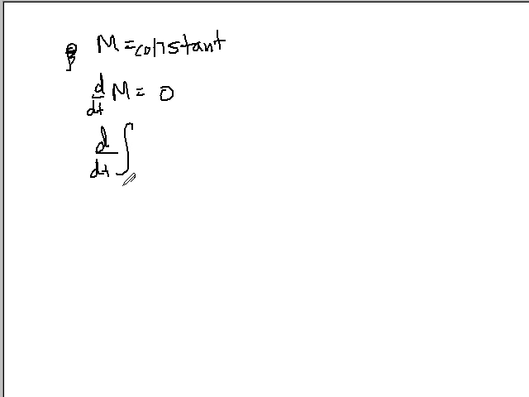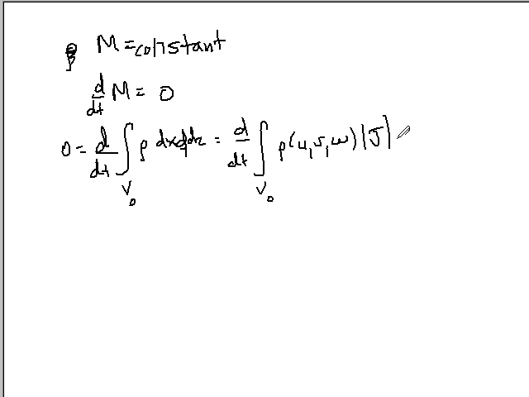Now in particular, if the mass doesn't change, if m equals a constant, what is the derivative with respect to t? Well, it's 0, right? So that means the total derivative d of V0 rho times dx dy dz is 0, which is also a derivative of V0 rho of U, V, and W times J dx dy dz. Since this is over a constant surface, we can pull this inside.